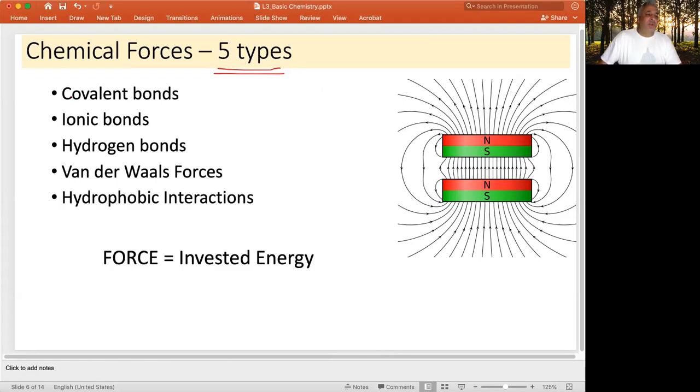So what do we want you to learn? We want you to learn that there are 5 major forces responsible for life. And we're going to have to remember when to apply which one. What is a force? Force is invested energy. So when you make something, you can get energy released. When you break something, you may have to put energy in to separate.